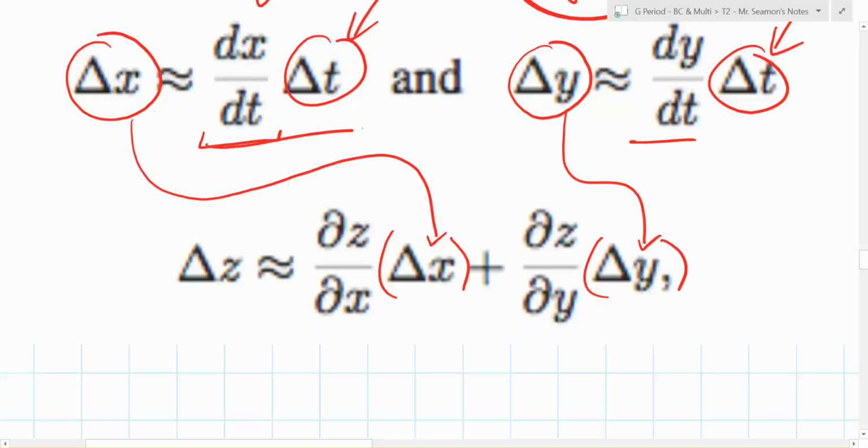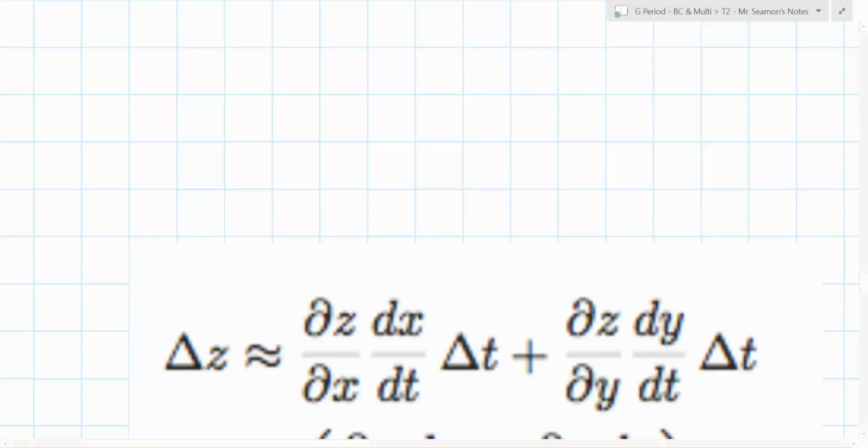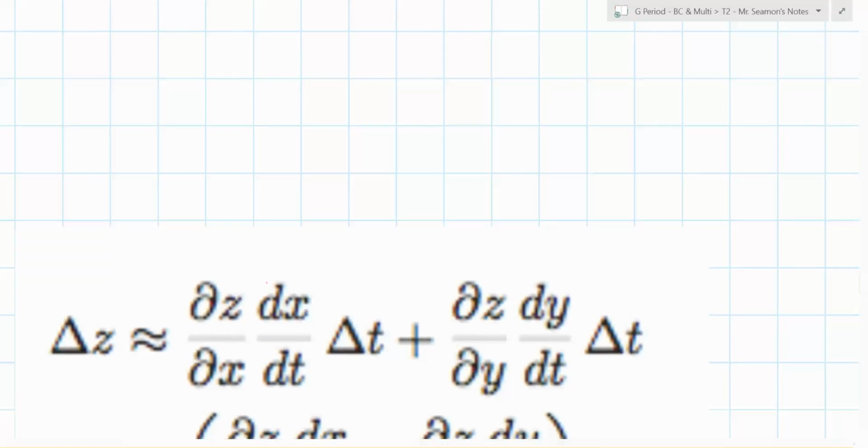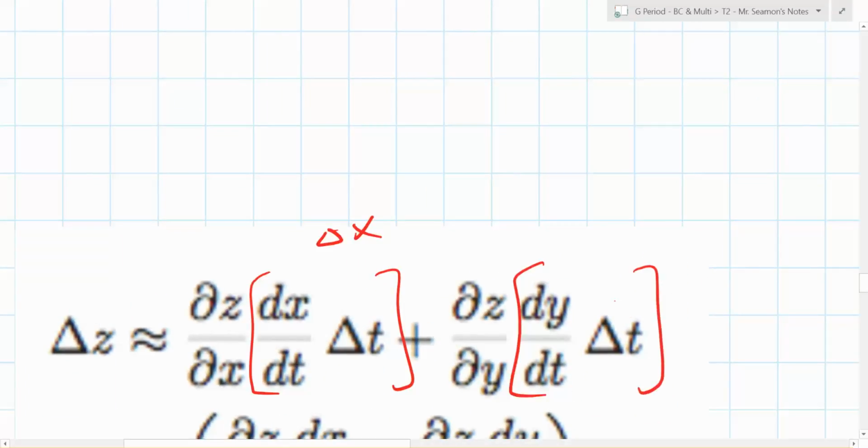dx/dt Δt and dy/dt Δt. So what do we end up with? We end up with this line right here. All we've done, what is this right here? That's Δx, and what is this right here? That's Δy. This is just substitution.